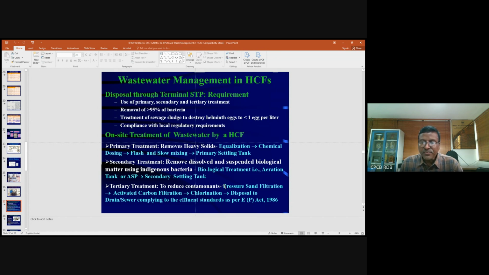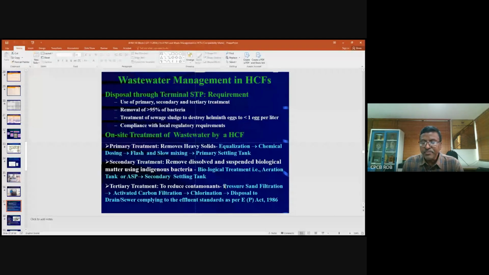Or else, on-site treatment of wastewater by healthcare officials. You can have the primary treatment as shown in the earlier slide: an equalization tank followed by chemical dosing, flash and slow mixing, followed by a primary settling tank. After the primary settling tank, it has to go for secondary treatment, where you remove the dissolved and suspended biological matter using the indigenous bacteria, which is called the activated sludge process or biological treatment process, where generally it contains an aeration tank. After the activated sludge process, it will go for a secondary settling tank, where all the solids will be settled, and the supernatant will go for further tertiary treatment.